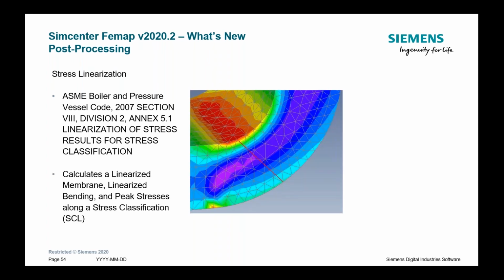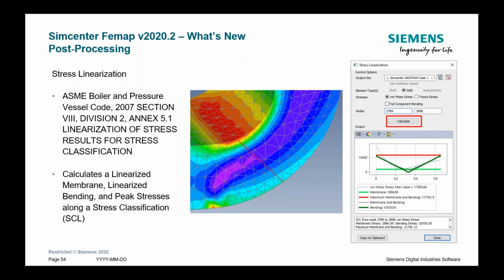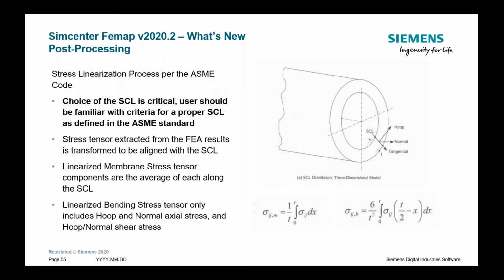It calculates linearized membrane, linearized bending and peak stresses along a stress classification line. And this is just the tool inside Femap. Essentially you just pick the two nodes, it does the calculation, and you get this nice graph that shows up. This is just a little bit of background about it.